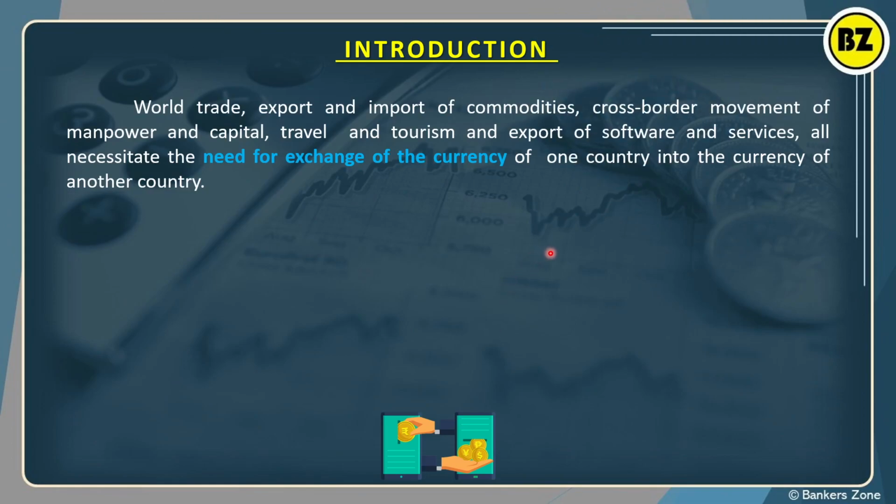See, some introduction part. The word trade, export and import of a commodity, cross-border movement of manpower and capital, travel and tourism, and export of software and services all necessitate the exchange of the currency of one country into the currency of another country. So friends, what do you mean by it? See here, the trade, then export and import, then cross-border movement of manpower and capital.